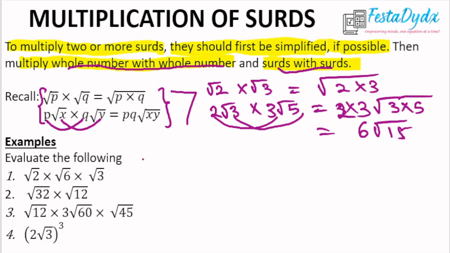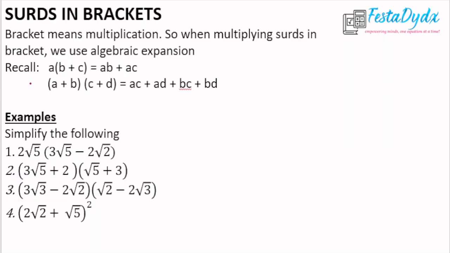It says evaluate the following. For number 1, we have root 2 times root 3 times root 6. So we have to do examples 1 to 4 before we move to the next part. The next part says surd in bracket. After doing examples 1 to 4, we'll come to this part.